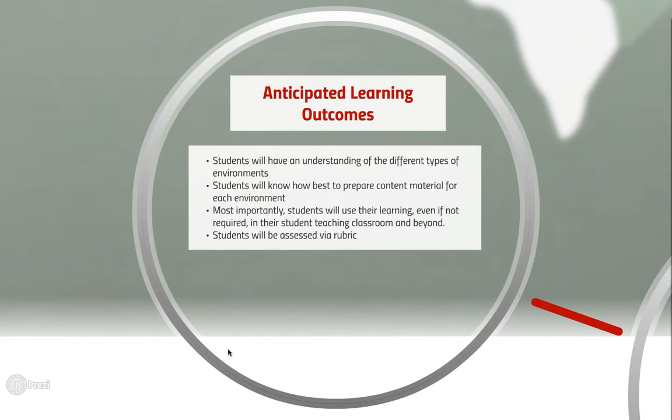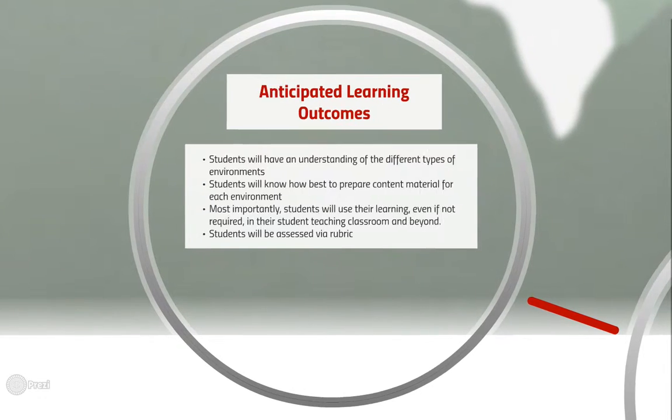My anticipated learning outcomes are that students will have an understanding of the different types of environments and know how to prepare content material for each environment. The most important thing for me is that students will use their learning in their student teaching classroom and when they begin their regular teaching.